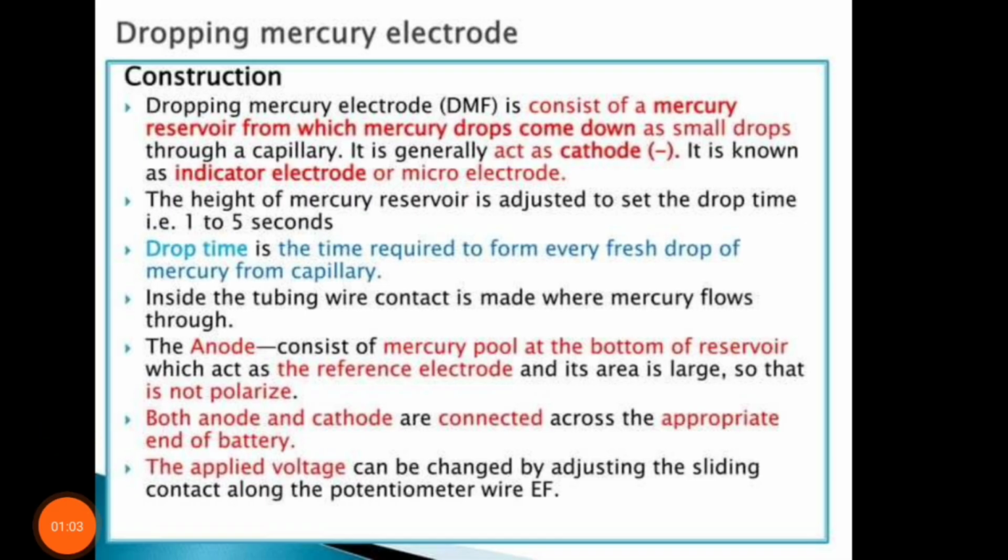Both anode and cathode are connected across the appropriate ends of the battery. The applied voltage can be changed by adjusting the sliding contact along the potentiometer wire EF.